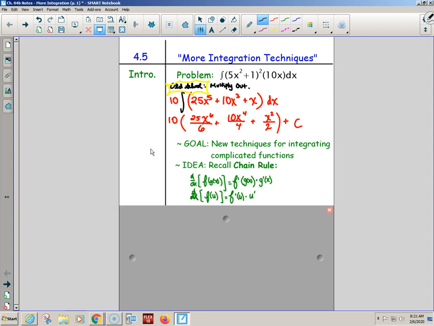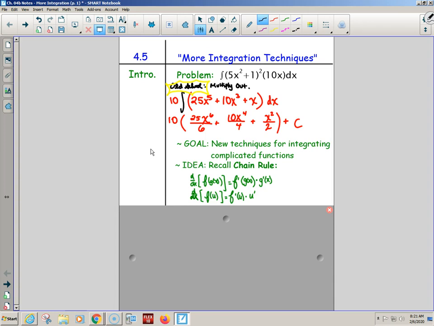But now we're going to see things that are not quite so straightforward. And they weren't before. There were radicals that you had to make into powers. And there were denominators that you had to split up or make negative powers. There was multiplication that had to happen before you could anti-derive. But now there's going to be a composition of functions.